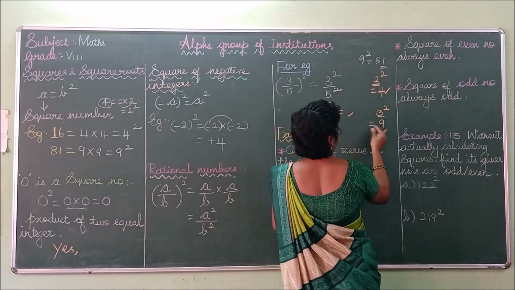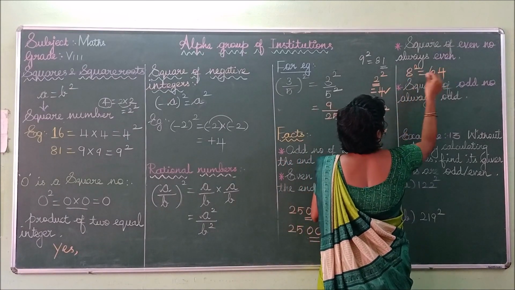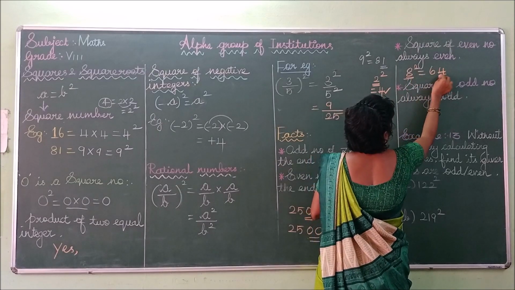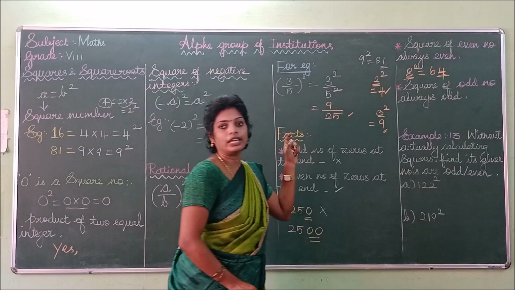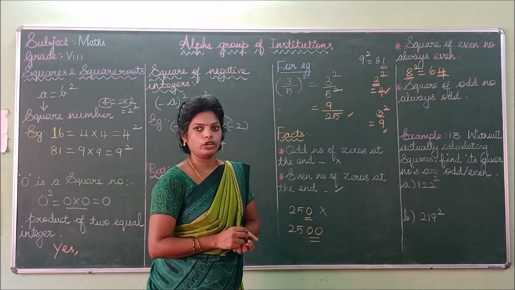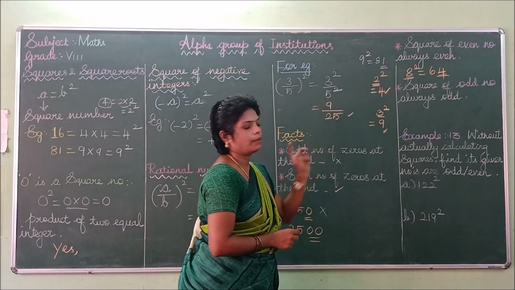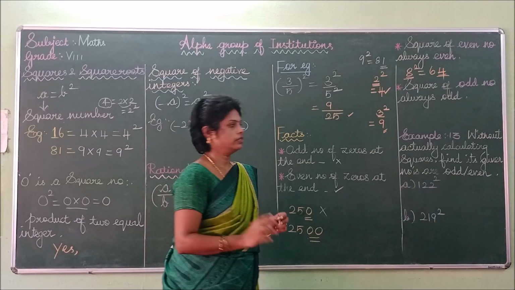Then check. What is 8 squared? 8 squared is 64. So this is an even number and this is also an even number. You should not look at the preceding digits. You have to check only the unit place. So 8 is an even number, 4 is also an even number. The square of an even number is always even. Square of an odd number is always odd.